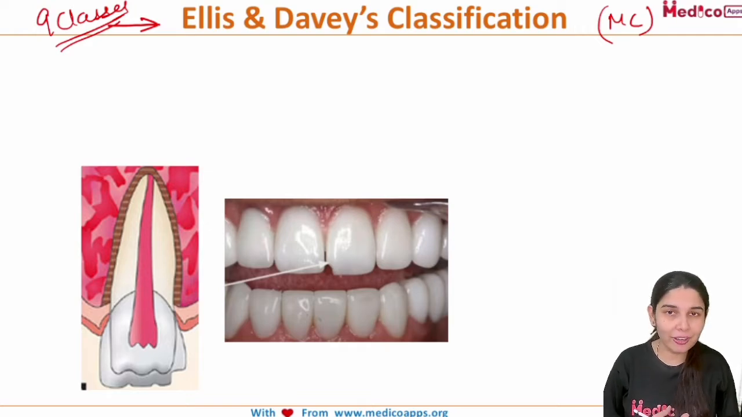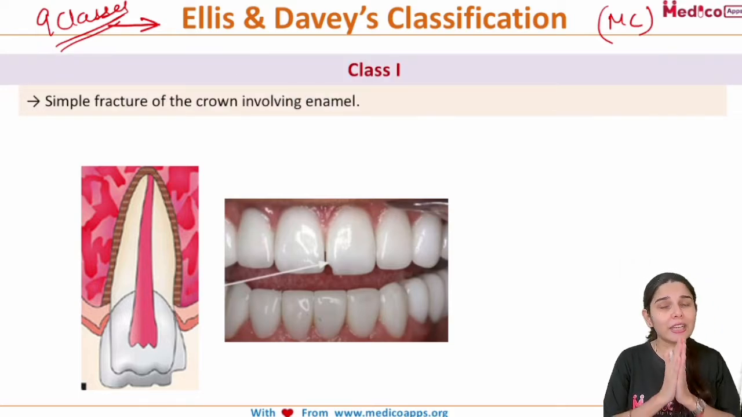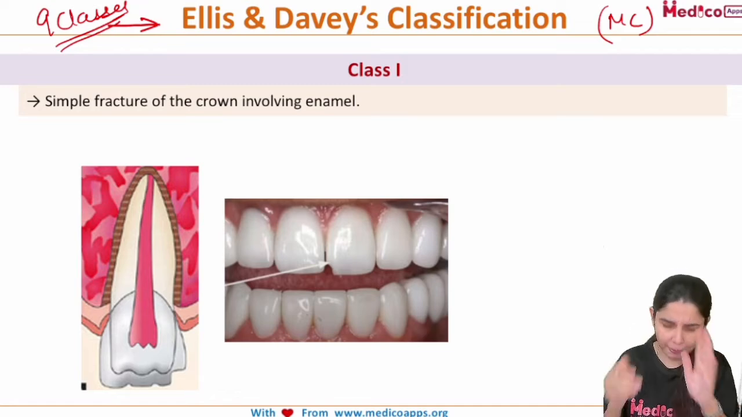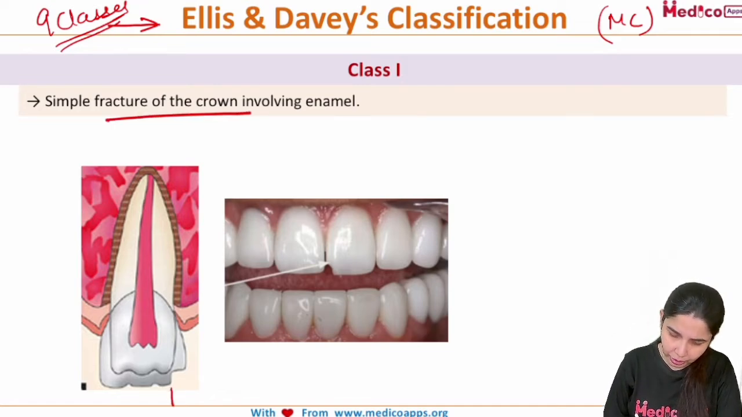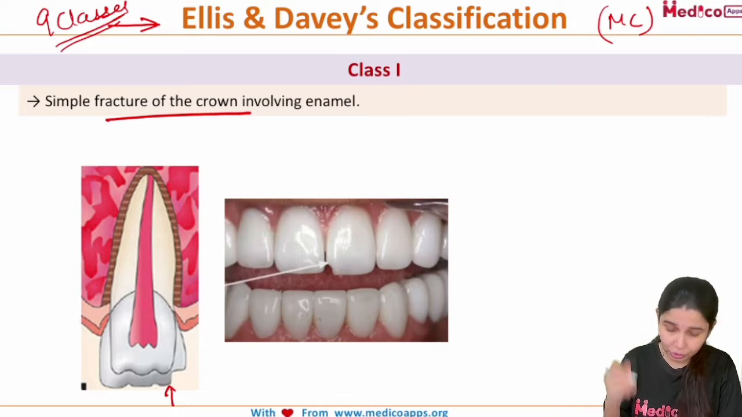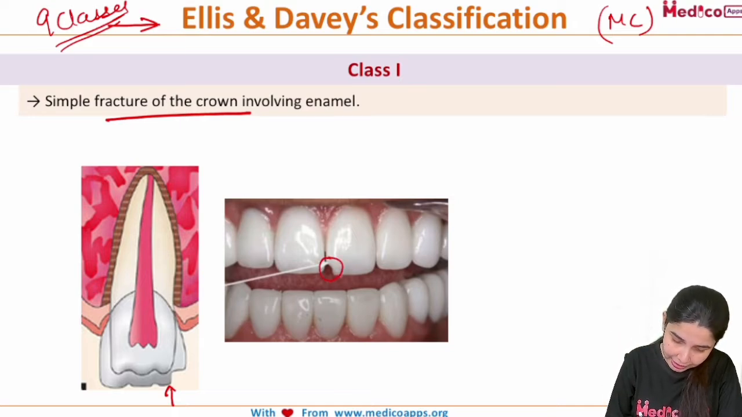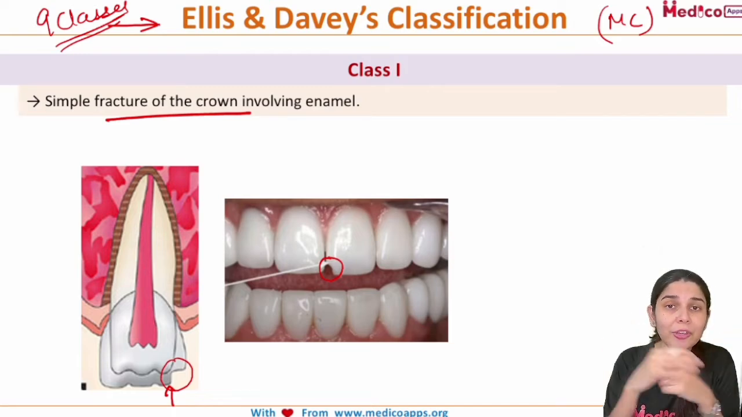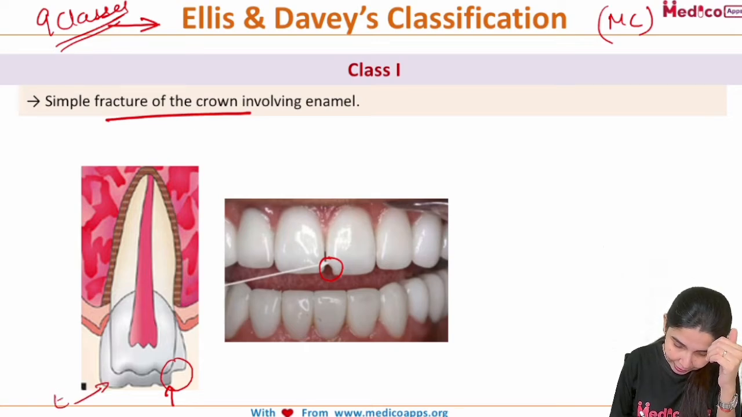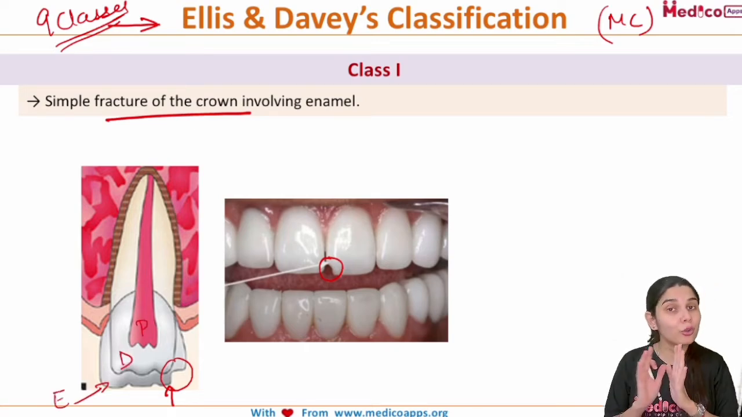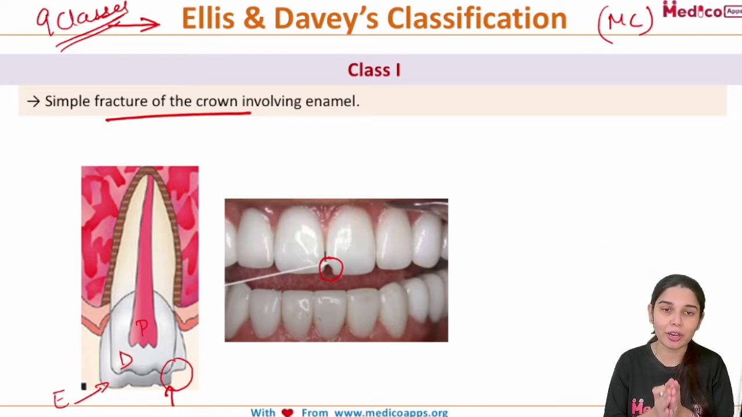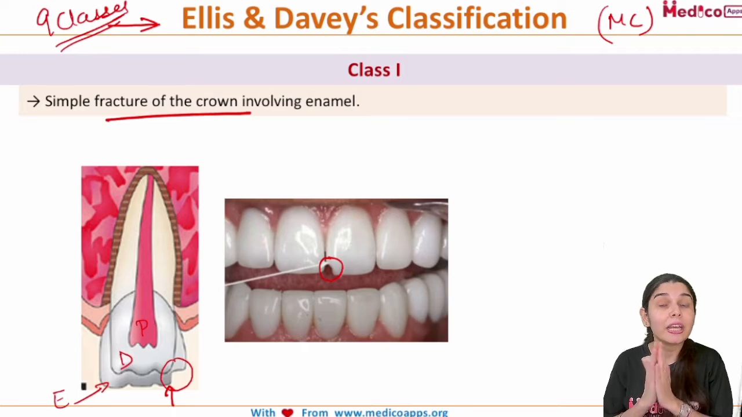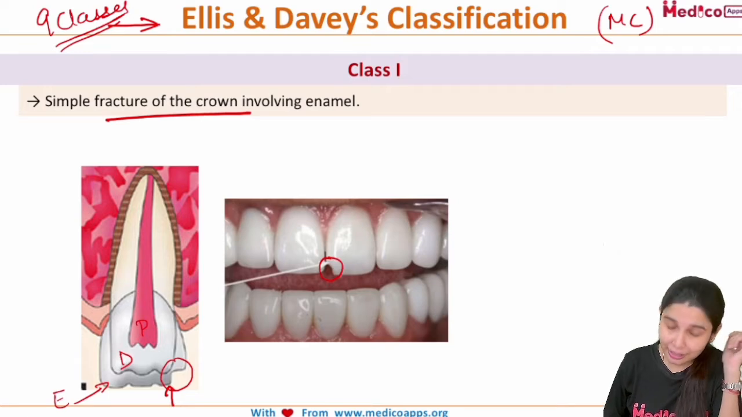So let's start by first discussing the class 1 Ellis classification. Class 1 is very simple. This is just a simple fracture of the crown where it involves only the enamel. As you can see in this image, only the enamel is involved, and I don't have to discuss this, but let me just quickly brief you that this portion is known as the enamel, this is the dentin, and this is the pulp. You all know that. This is the basic tooth structure. So if only the enamel is fractured, that is the Ellis class 1 fracture.